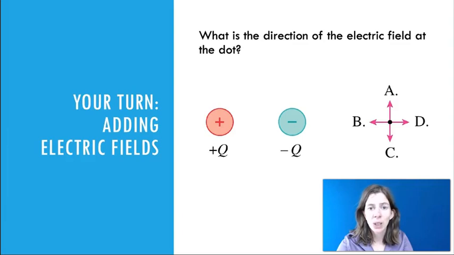Let's go ahead and do a conceptual example, and then there's going to be another video where there's a guided example where we do a numerical example. So this example says, what is the direction of the electric field at the dot? So the dot is over here. The A, B, C, and D are just the answer choices. There are two charges that have the same magnitude. One is positive and one is negative.